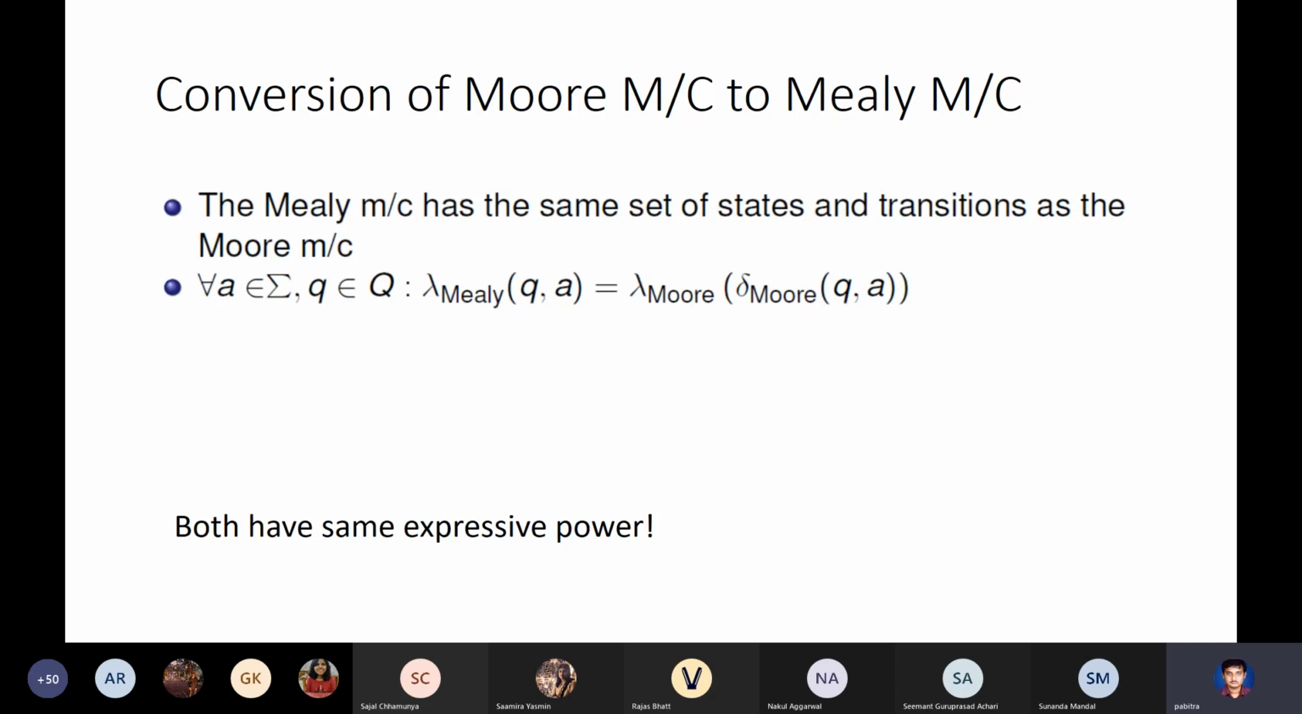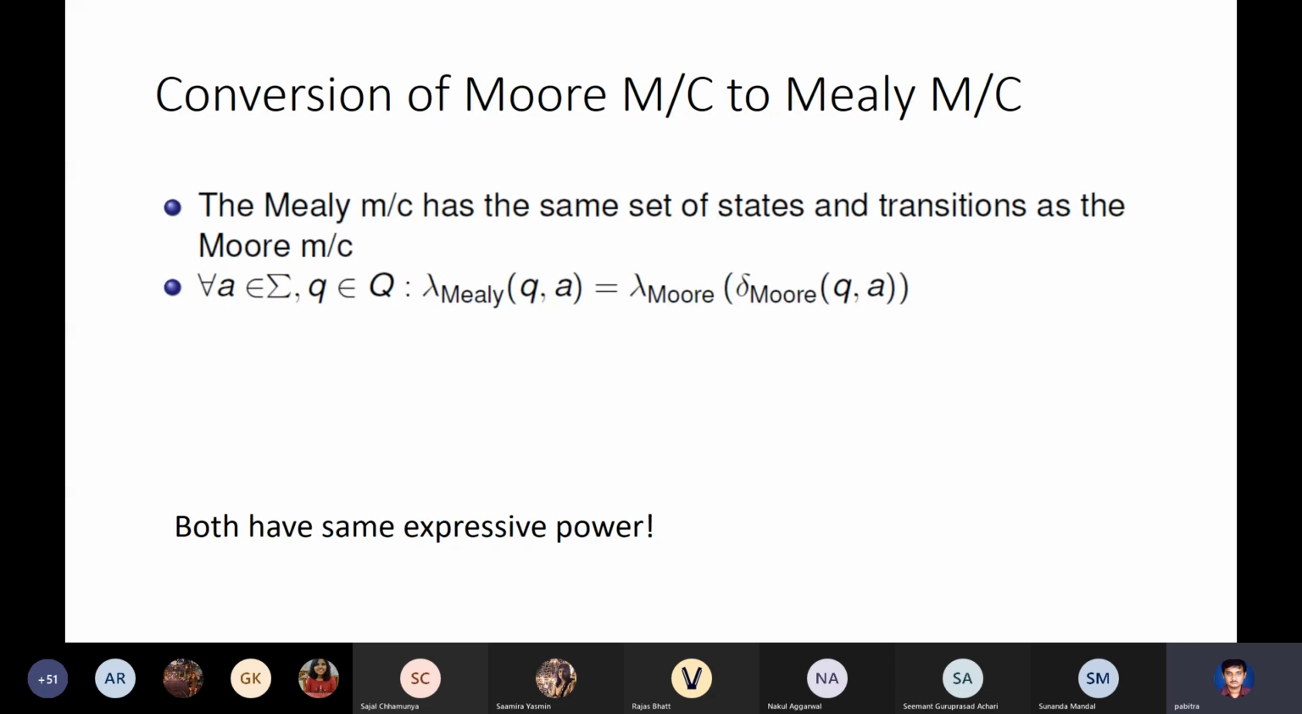But let me tell you, in the case of asynchronous systems, where the transition is not at the clock but can be at other times also, then depending on the situation, sometimes one of these machines has an advantage over the other. In some situations the Moore machine is better, whereas in some situations the Mealy machine is better.